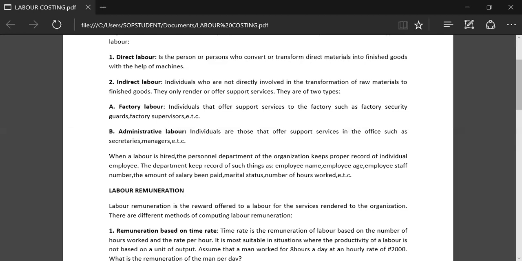When labor is hired, the personnel department keeps proper records of the individual. They collect the data of the individual, such as the name, the age, the staff number, the salary, the marital status, number of hours worked.